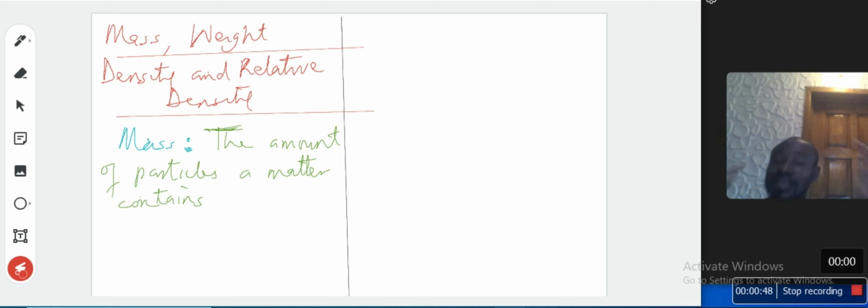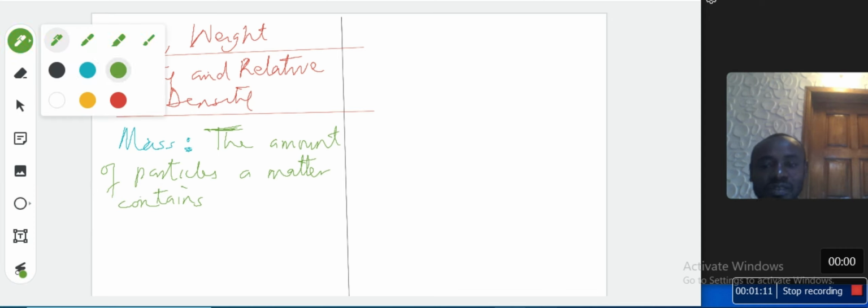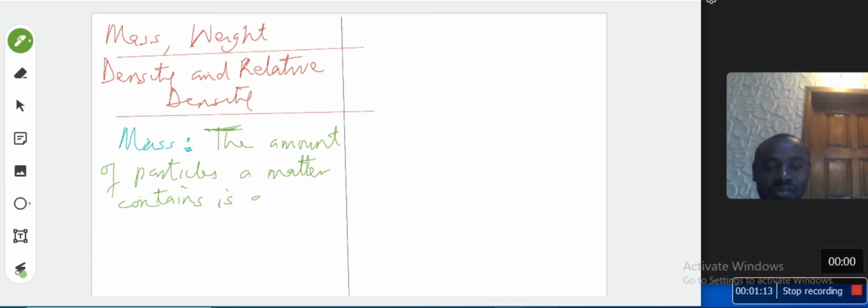So when we say matter, we mean anything at all that has particles. Anything that has particles has mass. The mass might be very small or very big. So the amount of particles a matter contains is a measure of its mass.